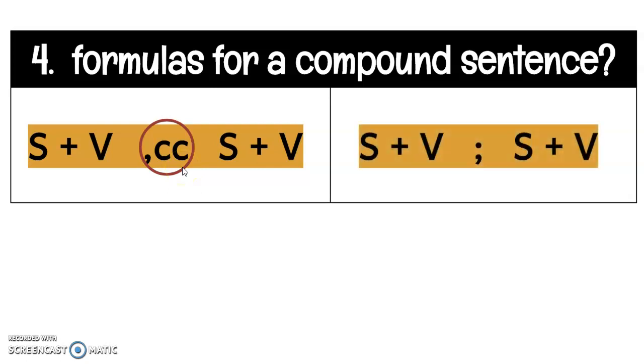Okay? And so when we work on these together in class, I always have you circle that comma conjunction. We could also have a subject and a verb separated by a semicolon. In that case, we don't need a conjunction. The semicolon does the job of both the comma and the coordinating conjunction.